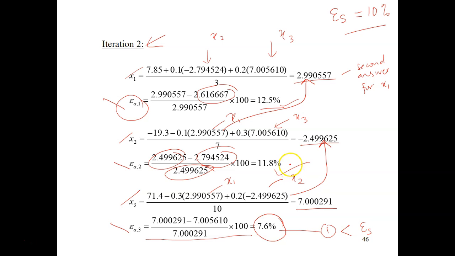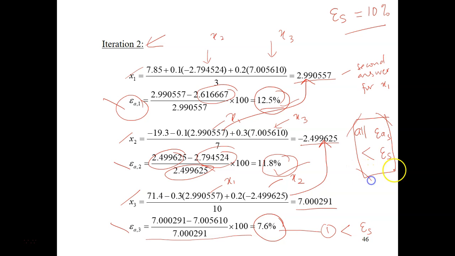So do you think you need to continue your iteration? The answer is yes. You need to continue your iteration until all EAs fall below ES. What I mean by this is all EA for x1, x2, and x3. All three of them have to be below the ES value. Then only you can stop your iteration. If only one of them is more than the ES, you still need to continue. So this is crucial, okay?